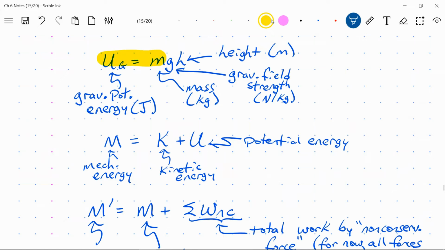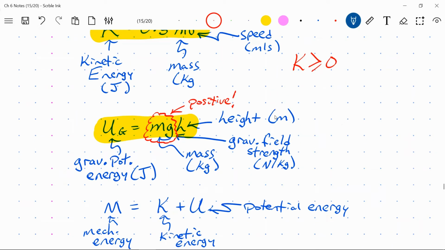Gravitational potential energy is mgh. And again, it's worth pointing out that in this equation, m and g are always positive. Okay, positive. And that's actually in contrast with how we've used g sometimes in the past when we've worked with vector equations. And that is the difference. This is not a vector equation. This is a scalar equation.